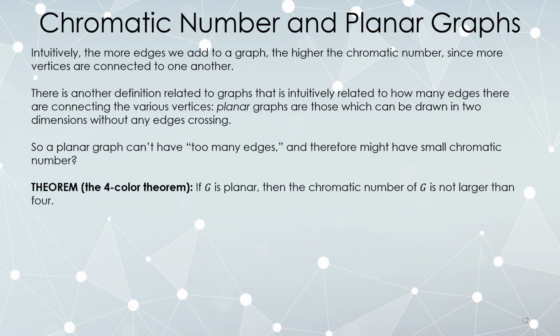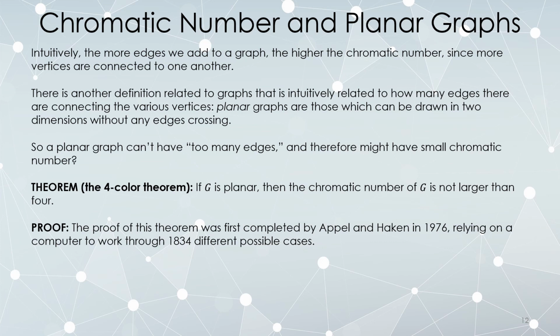This is a pretty famous theorem. It's called the 4-color theorem. Any planar graph has chromatic number 4 or smaller. In other words, it is always possible to color a planar graph with 4 colors or fewer. The proof was completed first in 1976. It had been conjectured a while before that. But the first proof actually relied on a computer program to analyze over 1,834 different cases.